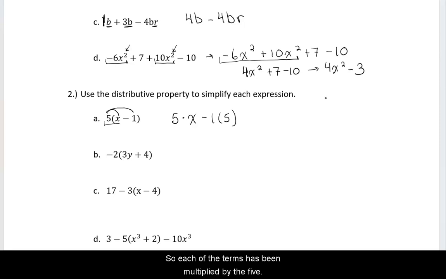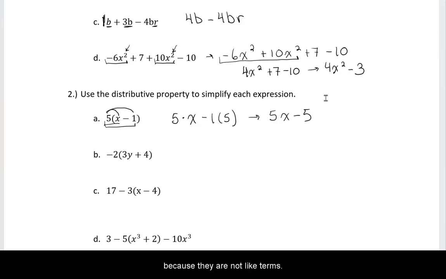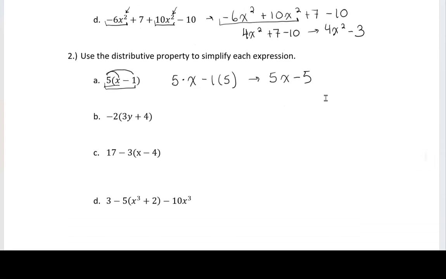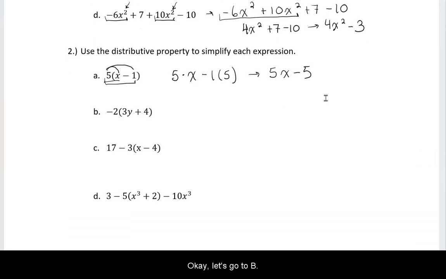So each of the terms has been multiplied by the 5. And now I go ahead and combine those, and I get 5x minus 5, which I cannot combine because they are not like terms. Okay, let's go to B.